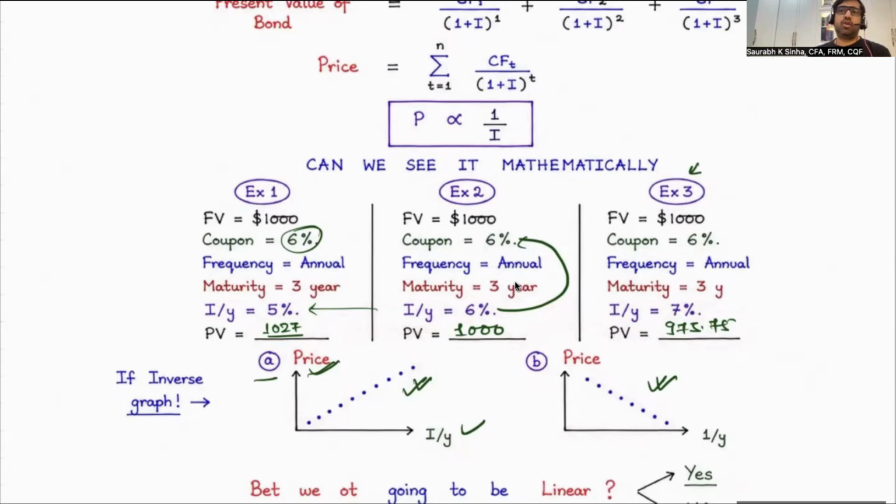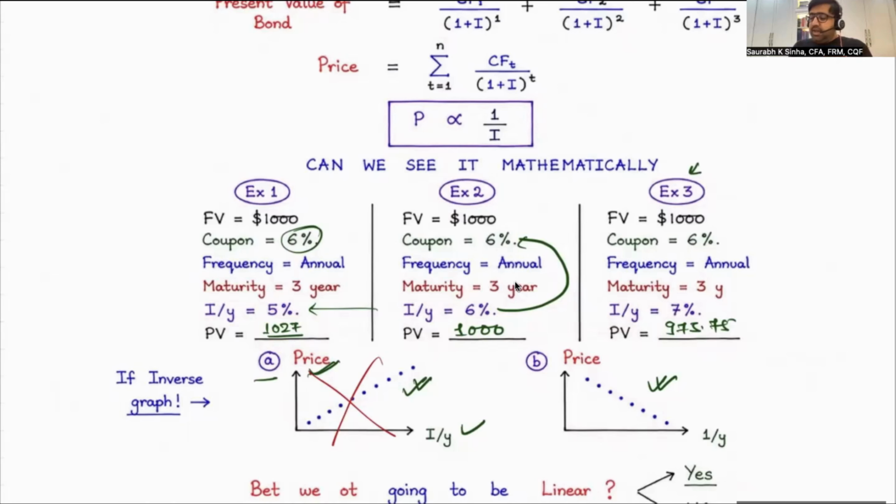So definitely we cannot opt for graph A, because that is a direct relationship between price and interest rate. If interest rate rises, bond price will rise. We are not observing it. We are observing just the opposite: if interest rate rises, bond prices will fall.